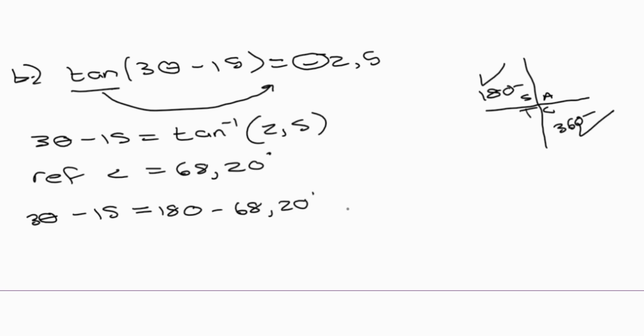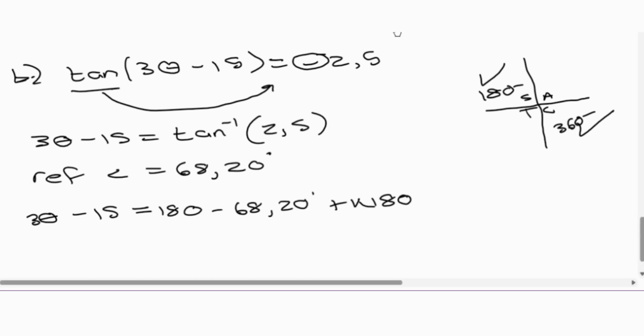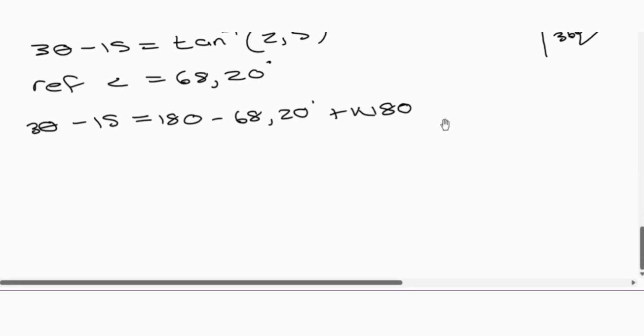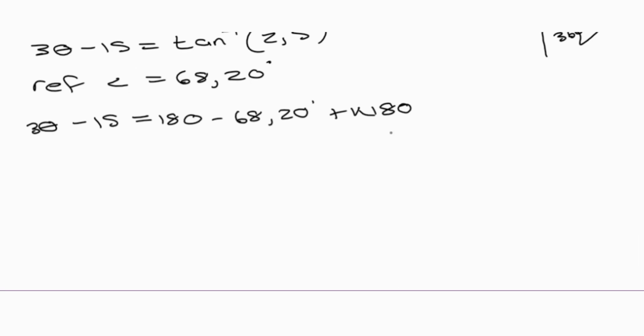So what are we going to say? We're going to say plus K180 because that's the period. If you say plus 360, I won't lie, I have done that before in tests, and they haven't necessarily marked it wrong. I don't think it is a problem if you say 360, but just for the sake of accuracy, let us remain accurate over there.